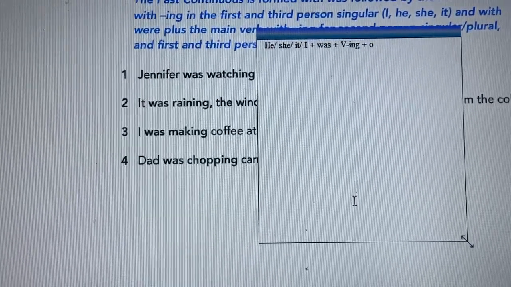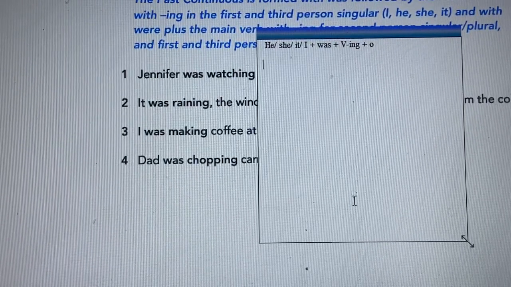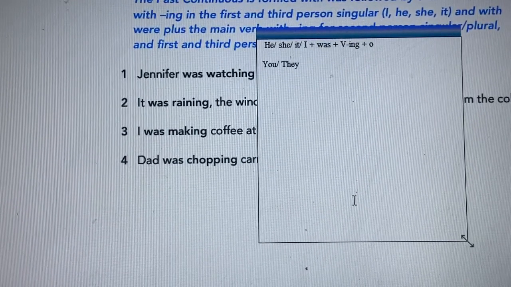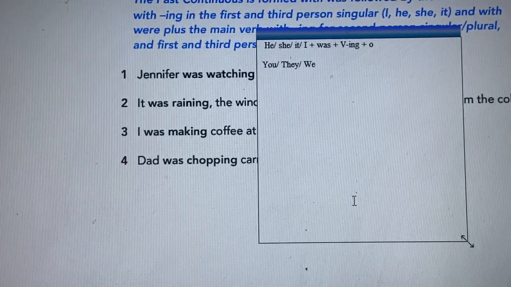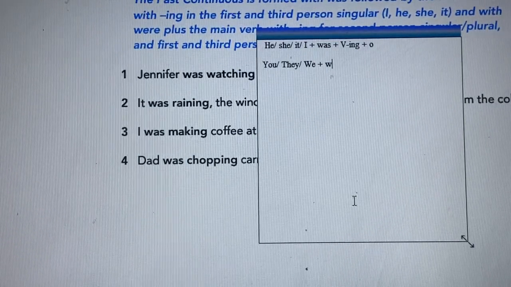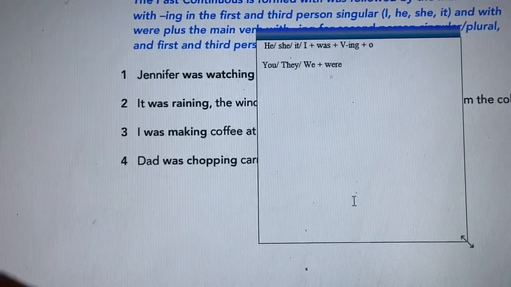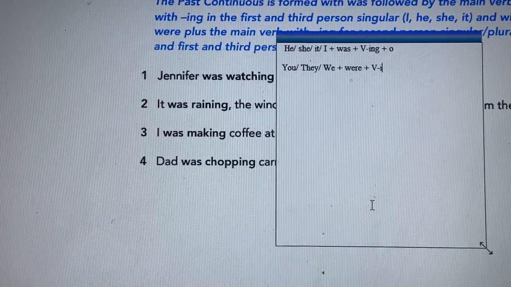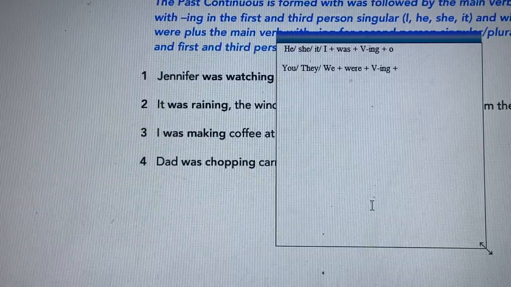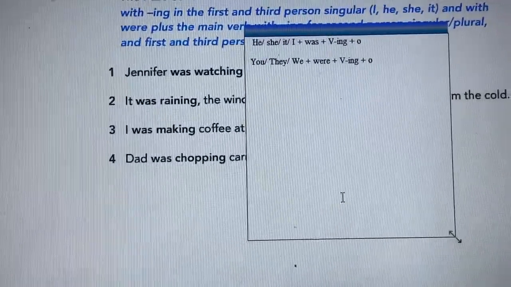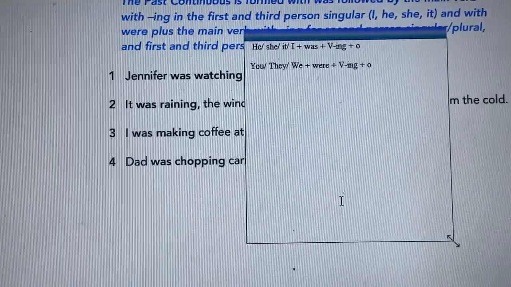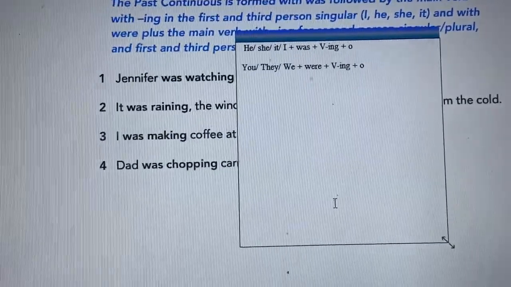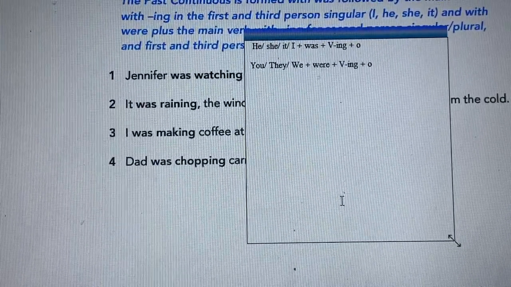When the subject is plural, you, they, or we, use the helping verb were, and the main verb also progressive. So this is the structure. So this is the answer of this activity number C, student book page 21.